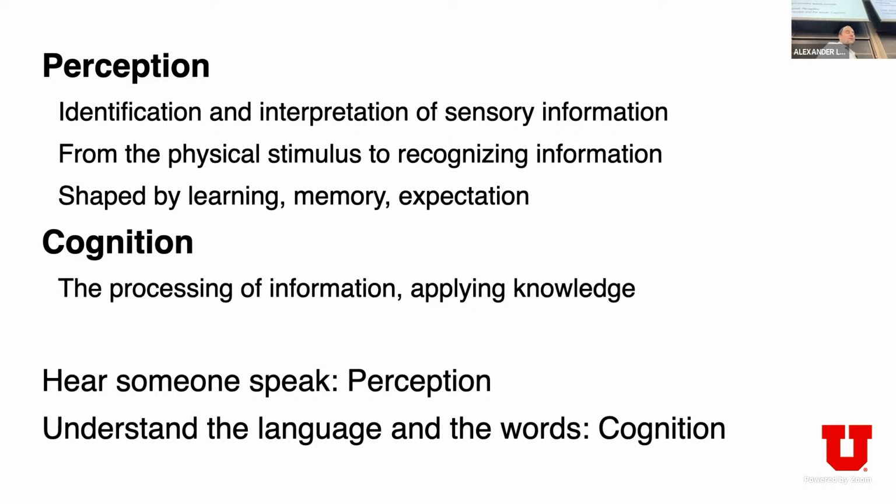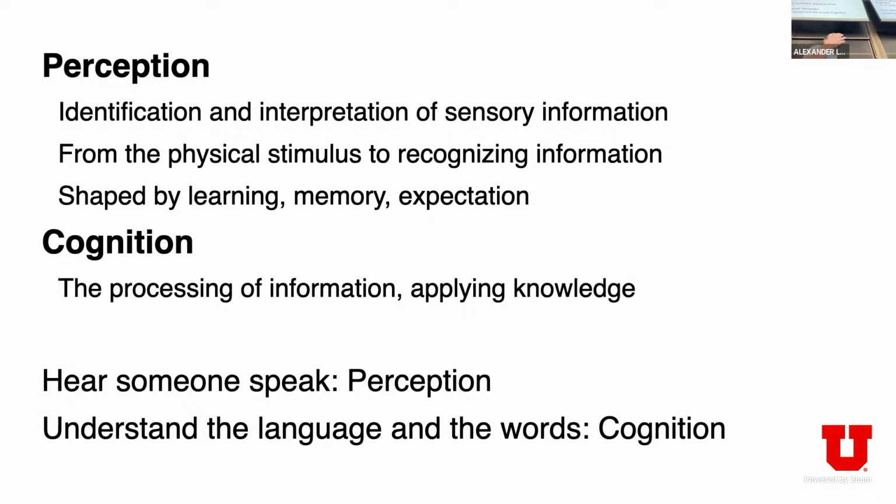So perception is all about going from the physical stimulus, like the electromagnetic or the sound wave that stimulates our sensory organs, to that signal arriving in the brain. However, our perception is also shaped by learning, memory, expectation, and of course shaped by evolution. And cognition is the high-level process, and in some ways you could even consider perception as part of cognition. But cognition is this processing of information.